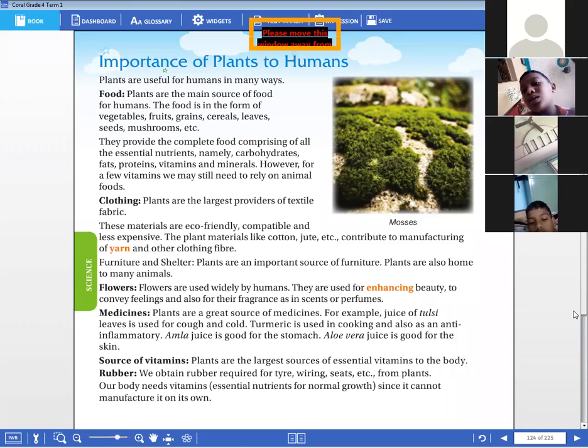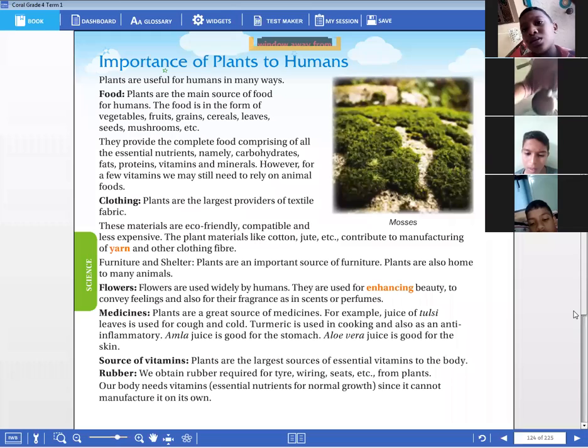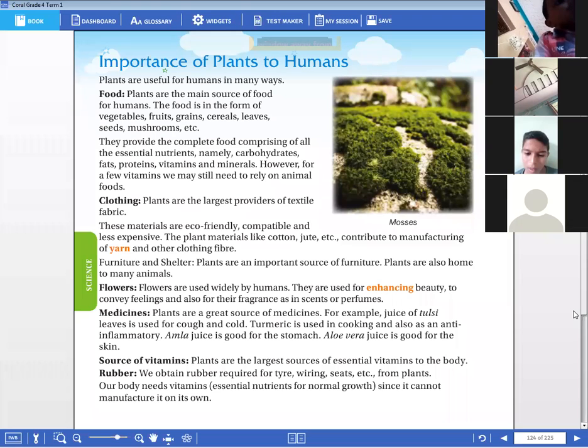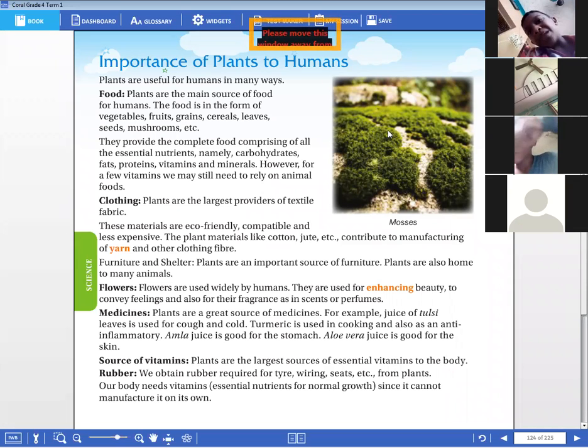Today's topic is importance of plants to humans, and we are going to see the hard words in the topic covered in today's class. Note it down, children.